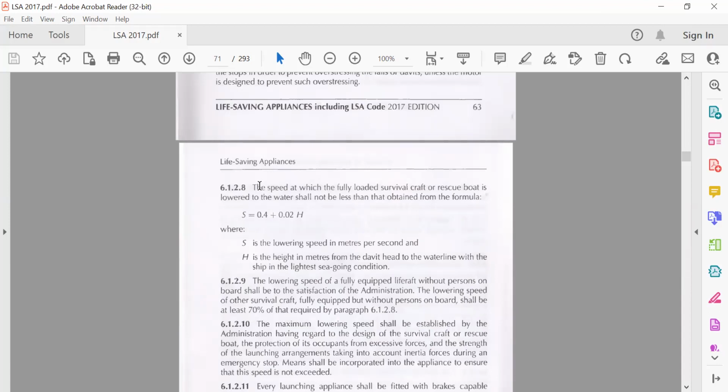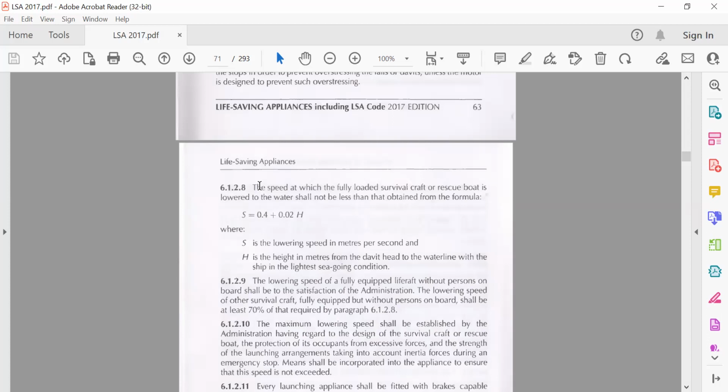So this one a little bit affects us or concerns us. The lowering speed of a fully equipped life raft without persons on board shall be to the satisfaction of the administration. The lowering speed of other survival craft fully equipped without persons on board shall be at least 70% of that required by paragraph 6.1.2.8. Again, they are referring us to the paragraph we talked about briefly above.